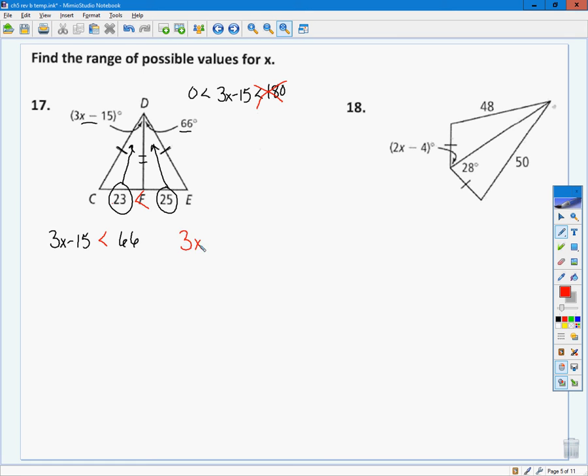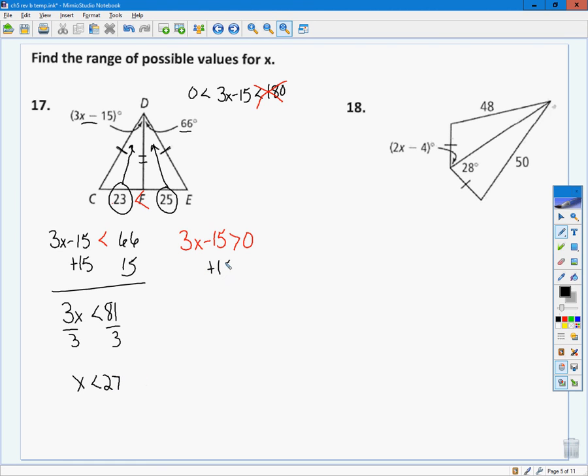I want to compare 3x minus 15 being greater than 0. And I'm simply going to solve these two inequalities. I'm going to add 15 to both sides. I now have 3x is less than 81, and I divide both sides by 3. So x is less than 27.